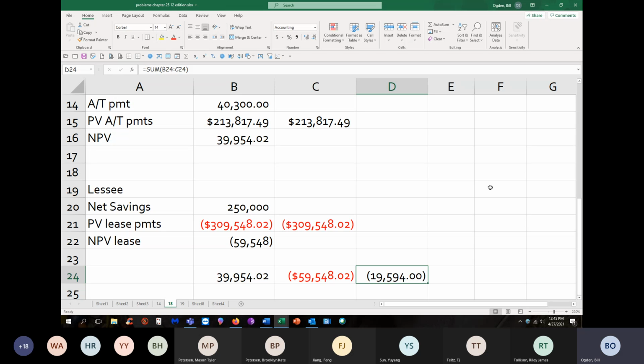All right. So what do we know about this lease? We know that the lessee would be better off to borrow at 8% and purchase the computer system for $250,000. That's all we know. All right. Well, let's move to number 19.